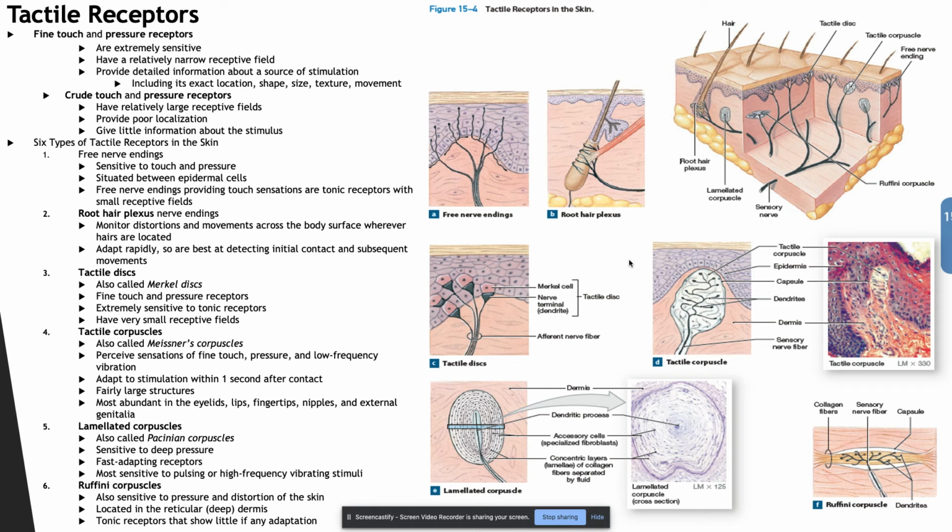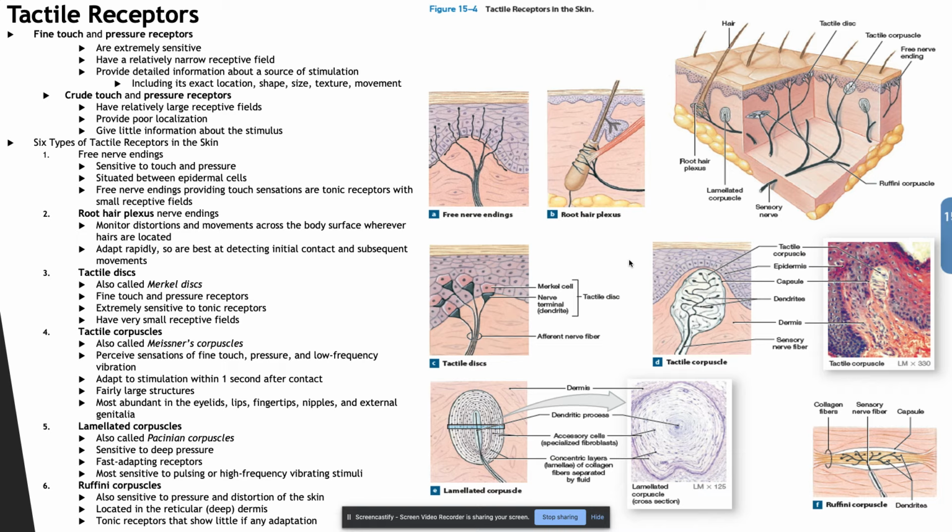Laminated corpuscles, or Pacinian corpuscles, are sensitive to deep pressure because they're fast adapting receptors. They are most sensitive to pulsing or high frequency vibration stimuli. A single dendrite lies within a series of concentric layers of collagen fibers and supporting cells, basically specialized fibroblasts. The entire corpuscle may reach about 4 millimeters in length and 1 millimeter in diameter. The concentric layers are separated by interstitial fluid, and that shields the dendrite from virtually every source of stimulation other than direct pressure.